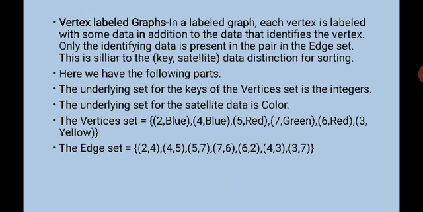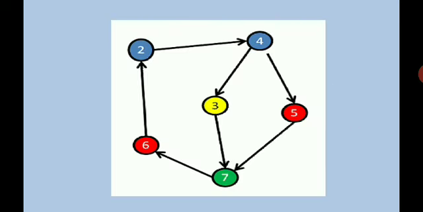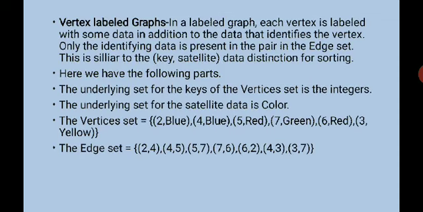Okay. Then you have the vertex labeled graph. In this, each vertex is labeled with some data in addition to the data that identifies the vertex. So just as you have an ID, you also have some other information along with it, similar to a key comma satellite data distinction for sorting. Like if I have this color coded, look at this figure, 3, 2, 6, 4, 5, 7. So the underlying set of keys are the vertices.